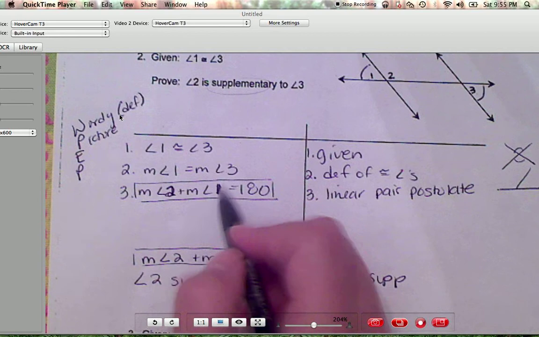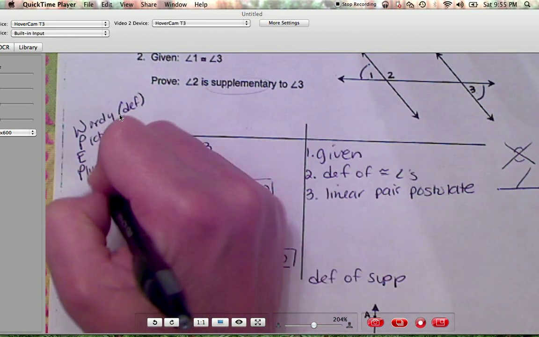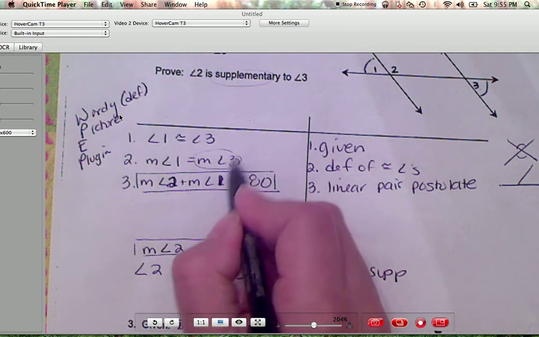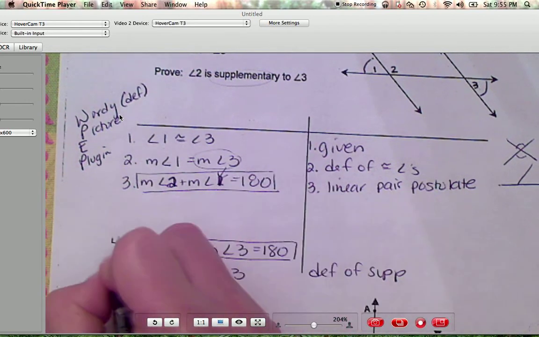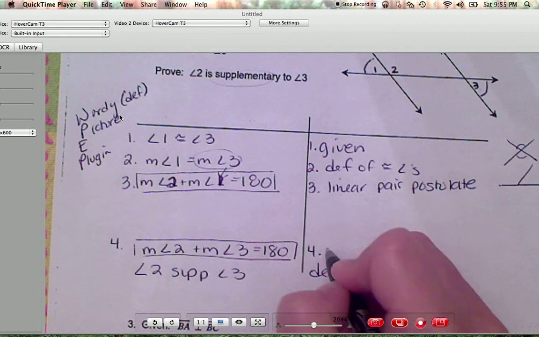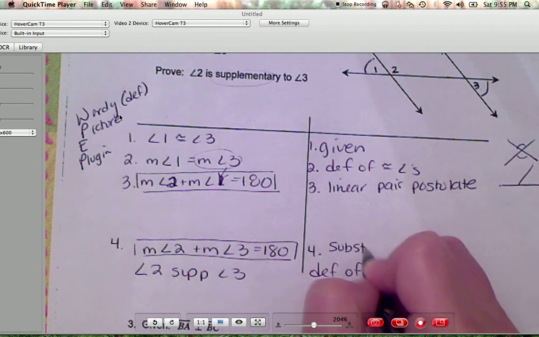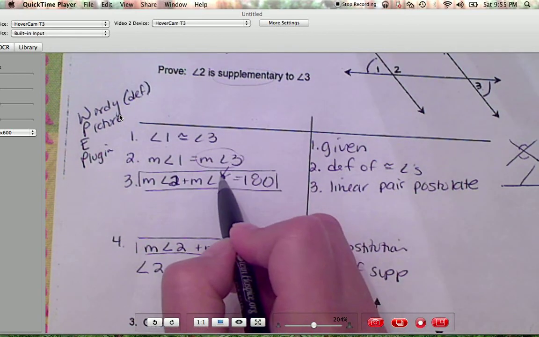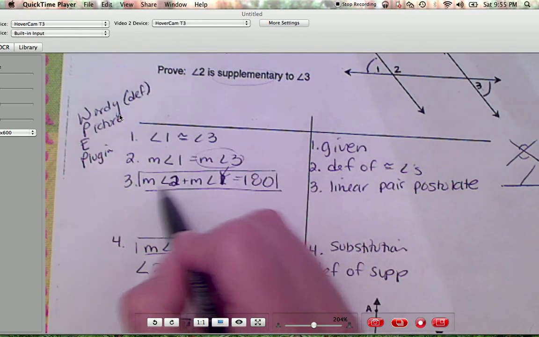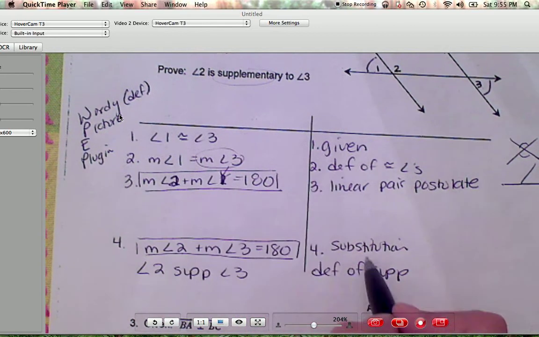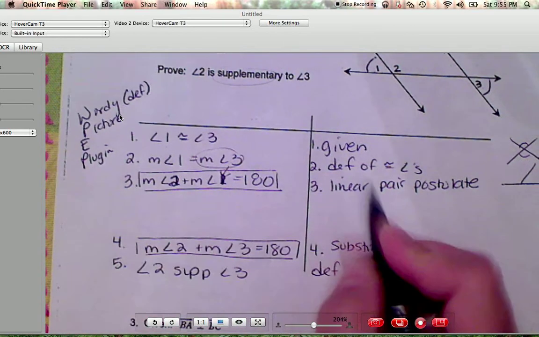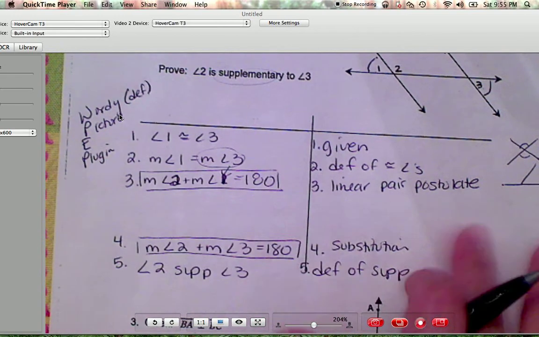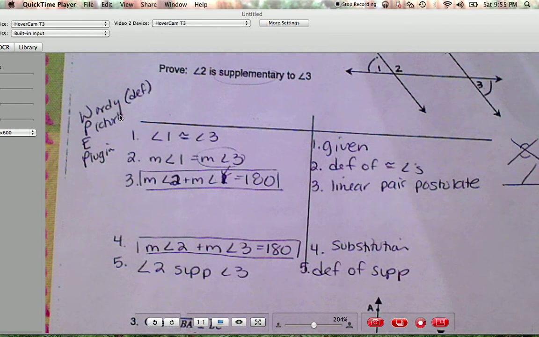So instead of angle 1, we are doing a plug-in step here. We are putting angle 3 in its place. So that actually jumps us all the way down to line 4, and that would be a substitution step because we're putting 3 in place of 1. And now it will say 2 plus 3 equals 180. So that's substitution. And then the final step is definition of supplementary. Okay? You still have this gap in here, but that's quite all right. No big deal.